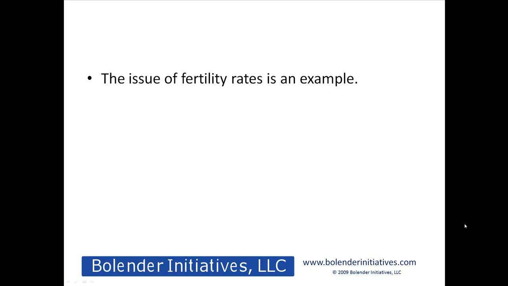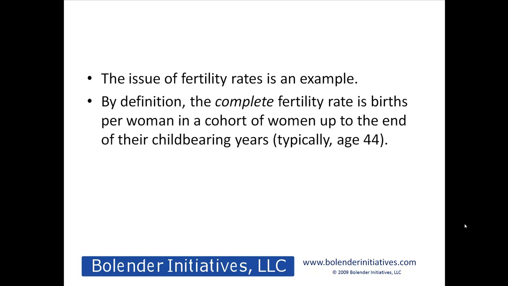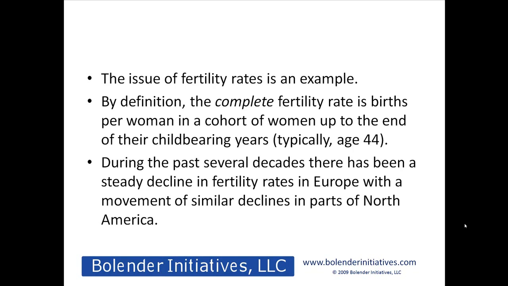The issue of fertility rates is an example. By definition, the complete fertility rate is births per woman in a cohort of women up to the end of their childbearing years, typically age 44. During the past several decades, there's been a steady decline in fertility rates in Europe, with similar declines in parts of North America.